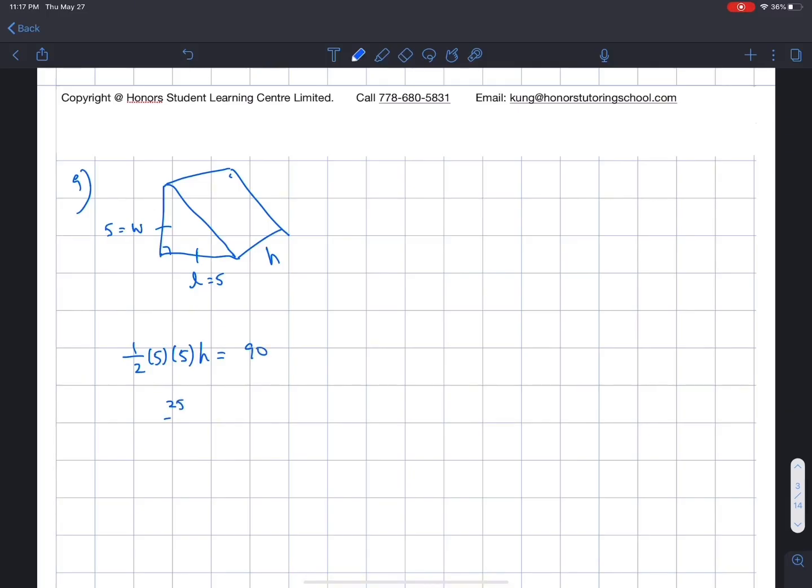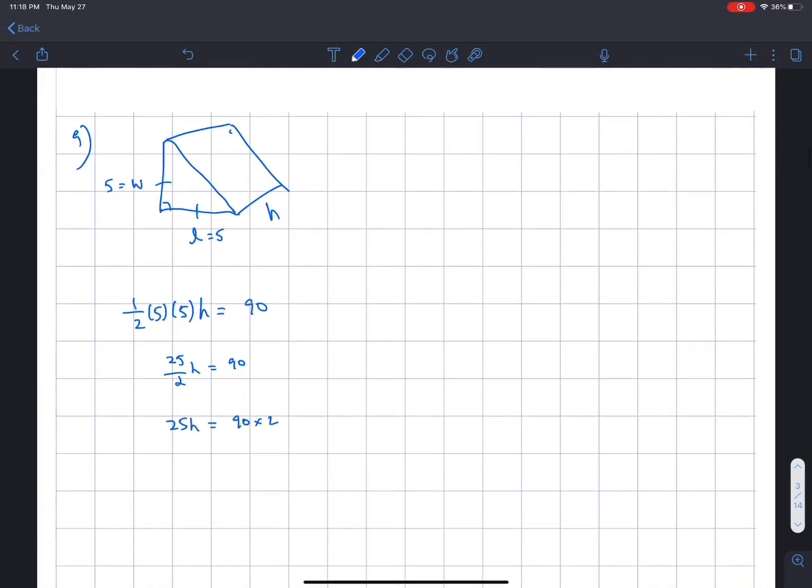So now we have 25 over 2h equals to 90. We can cross multiply the denominator over. We get 25h equals to 90 times 2. So 25h equals to 180. And now we just divide both sides by 25. We get h equals 7.2. Yeah, we don't even need to use square root for this one. So the height is 7.2 centimeter.